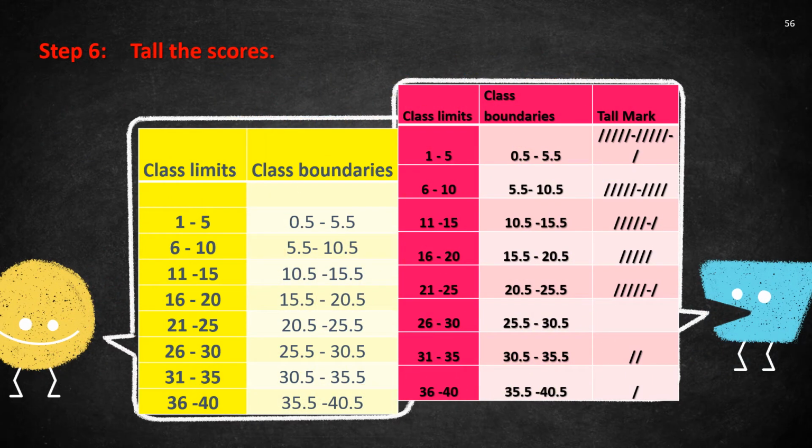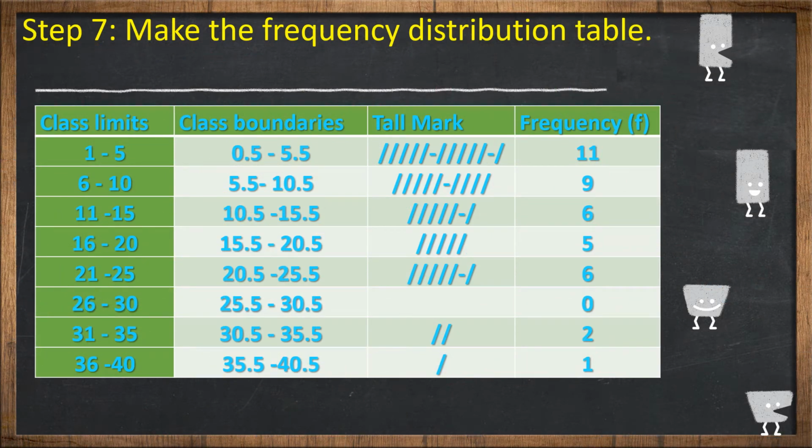Okay, so total the scores or tally the scores. So the tally marks, we count. So make the frequency distribution table. We have the frequency: how many numbers from 1 to 5, that is 11, 6 to 10, that is 9, and so on and so forth.